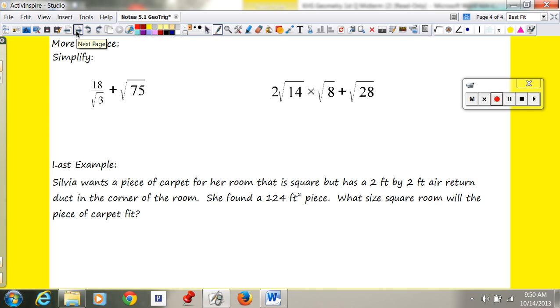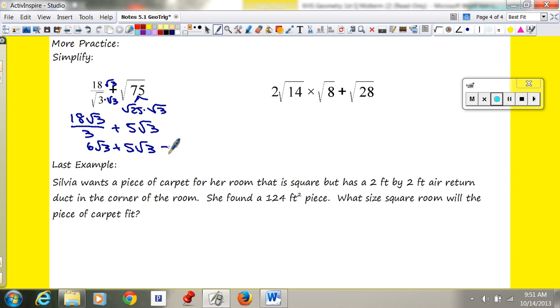I'm just going to do these top two right here, and then I'll leave the bottom. I don't need it. This one right here, I need to multiply by the radical 3 on top and bottom. So I'm going to get 18 radical 3 over 3. 75 is going to be 25 times 3. So I'm going to get plus 5 radical 3. What's 18 divided by 3 right here? 6 radical 3 plus 5 radical 3. These are like terms, so you get 11 radical 3.